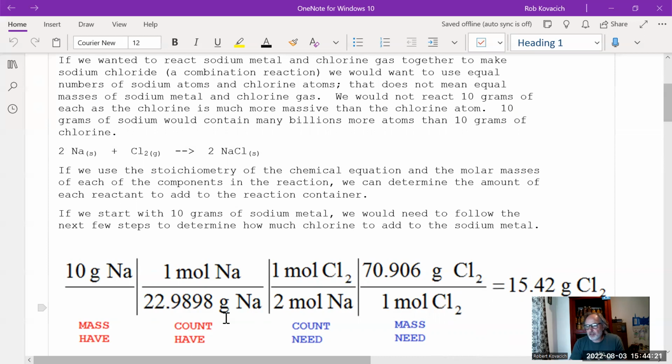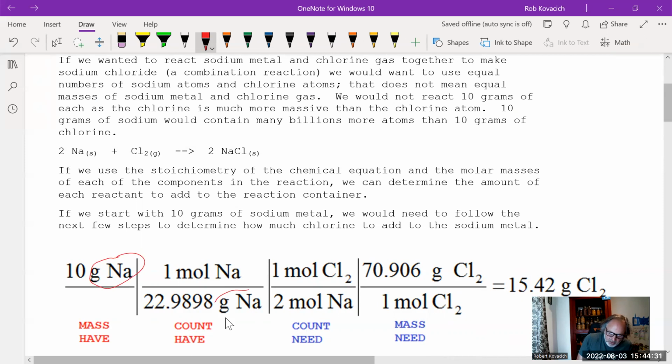It'll always be my first step. I start with what I'm given, and then I go right into the molar mass. So how do I know that? Well, this says 10 grams of sodium. So I'm going to have 10 grams of sodium down here. So these things cancel out because what I'm looking for in the end is how many grams of chlorine gas I am going to be adding to this 10 grams of sodium. So again, what I've done here is I've canceled out the grams and I have counted the number of sodium atoms. All right, so now I know how many sodium atoms I have.